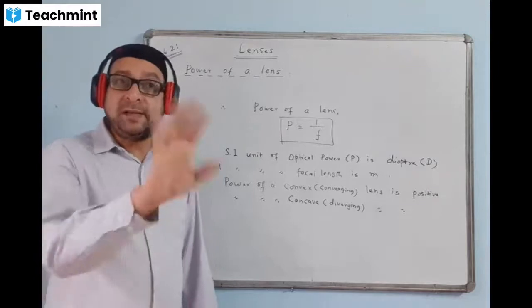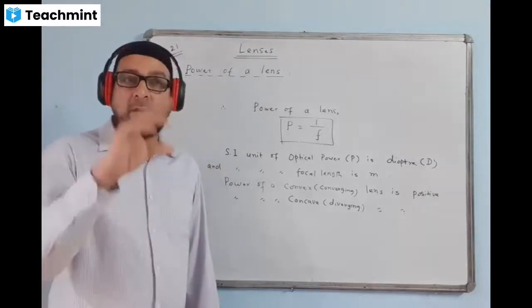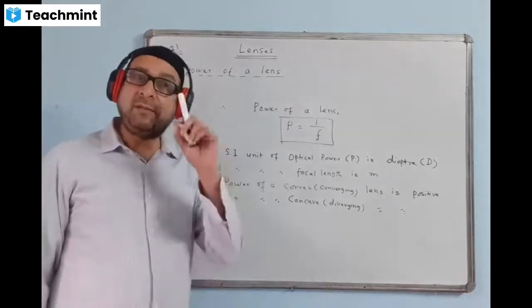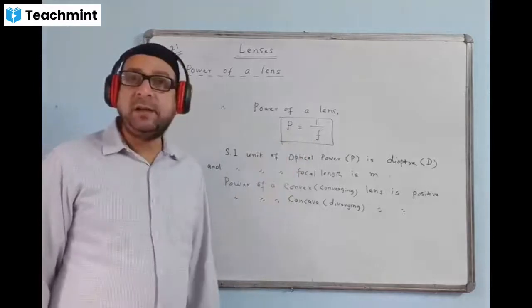Why? Because in the denser medium, the power decreases. So the same thing applies to water. When a lens is immersed in water, the power of the lens decreases. When the power decreases, then the focal length increases.